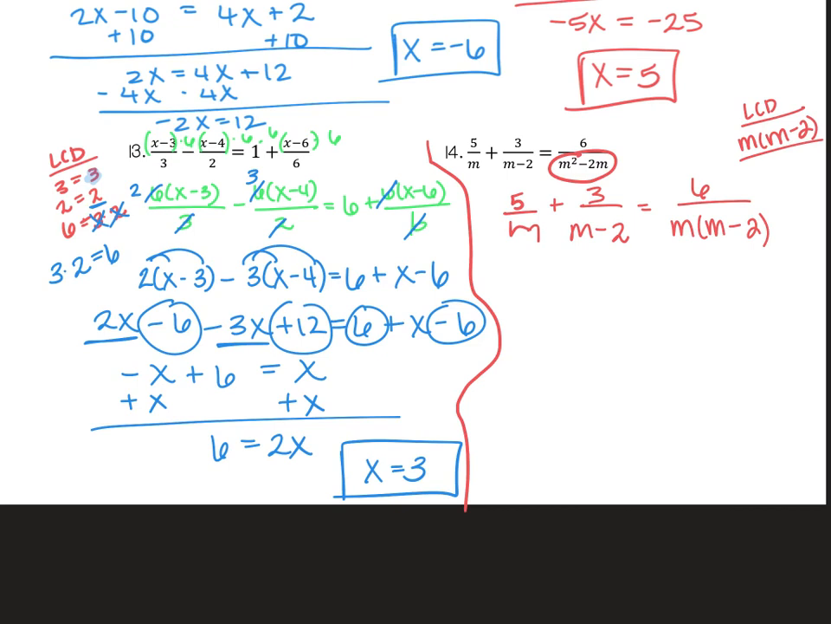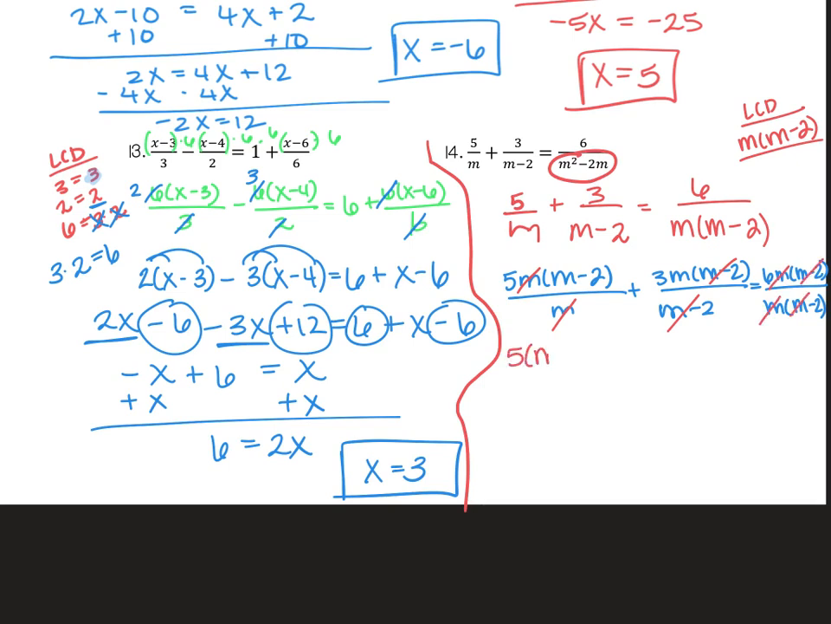So I'm going to multiply everything by this LCD. What that looks like is 5m times m minus 2 over m plus 3m times m minus 2 over m minus 2 equals 6m times m minus 2 over m times m minus 2. And then you're looking for what will cancel. So here my m's cancel. Here my m minus 2's cancel. Here the m's and m minus 2's cancel. So you are left with 5 times m minus 2 plus 3m equals 6.